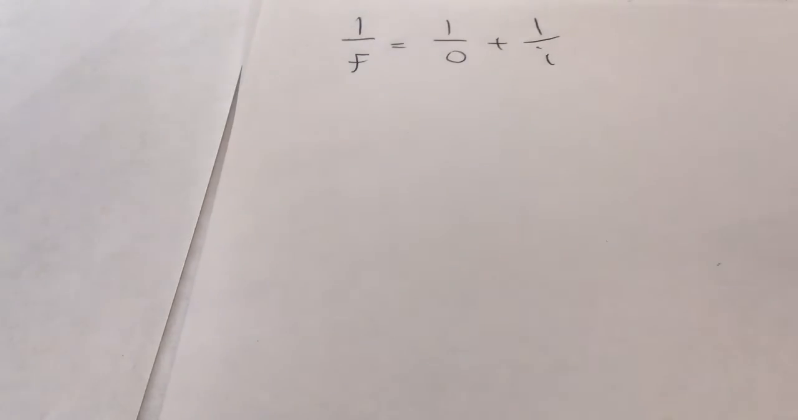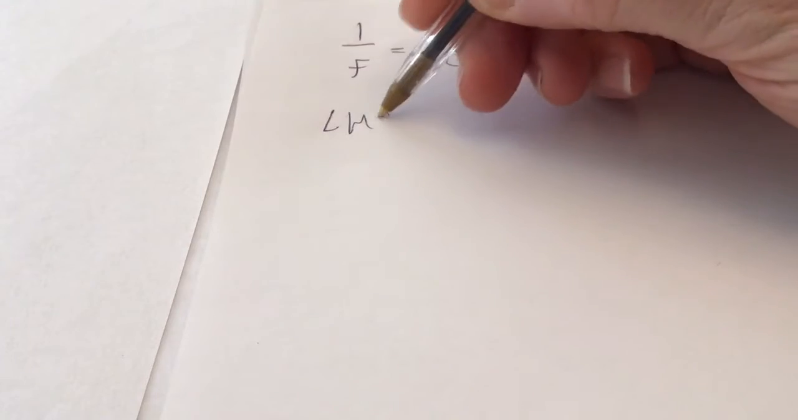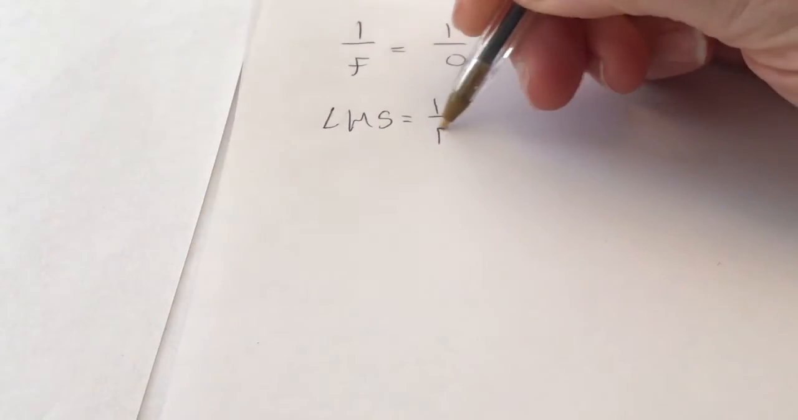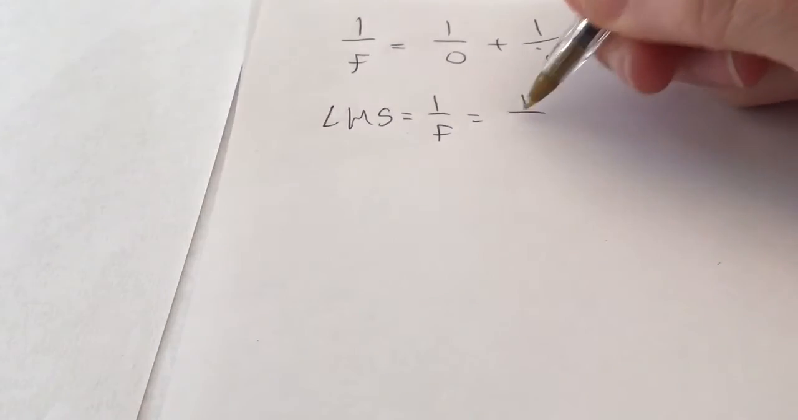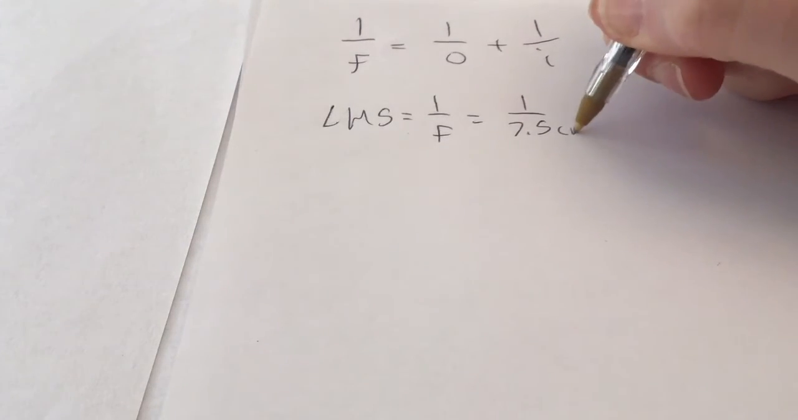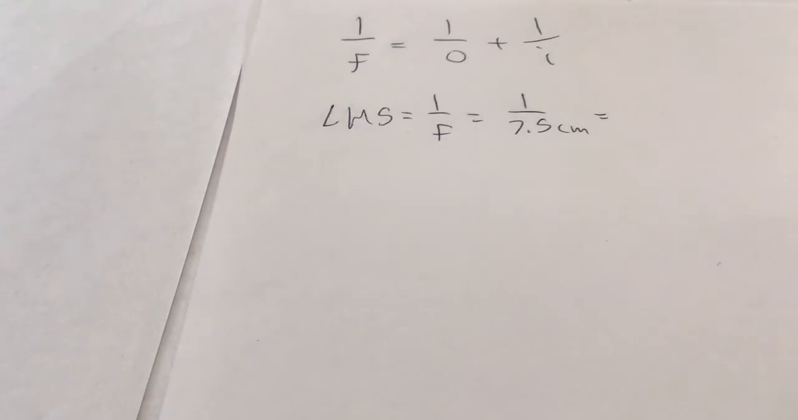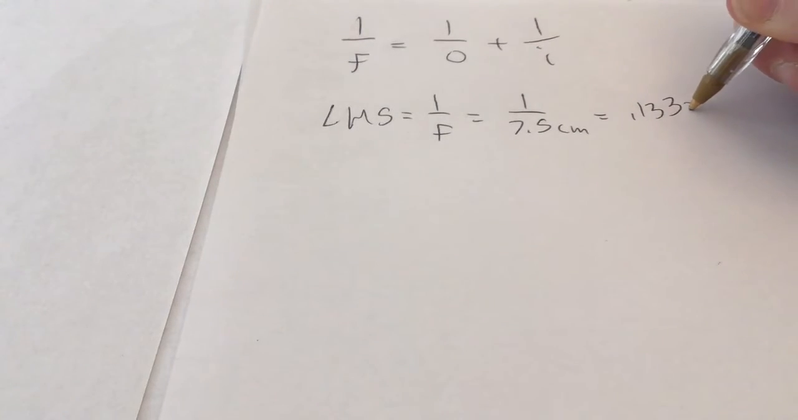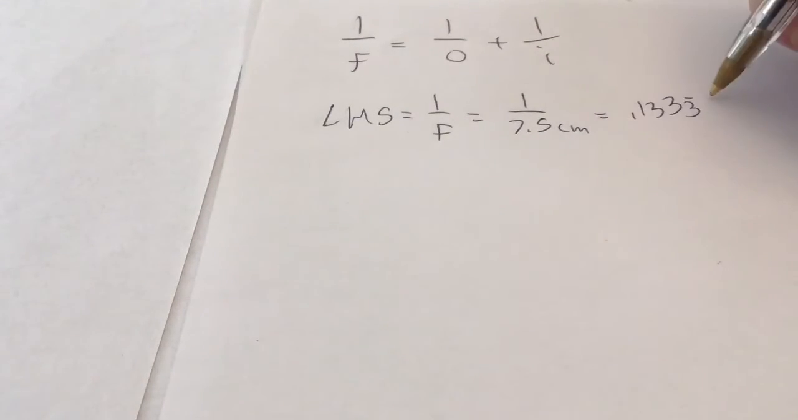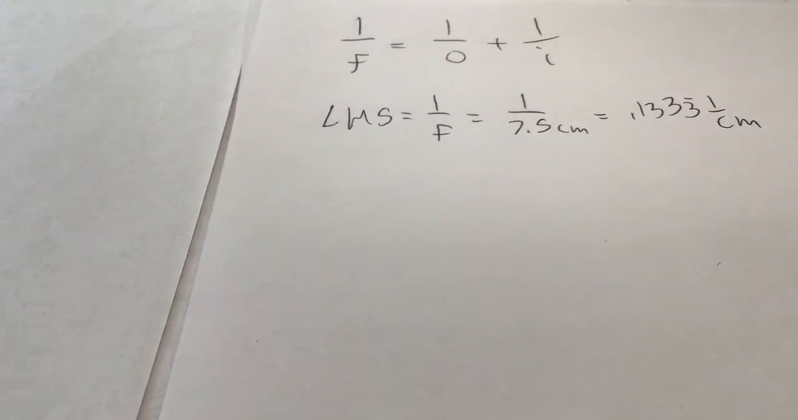So the left-hand side is equal to 1 over f. And in this case, we're using a lens with a focal length of 7.5 centimeters. So you just divide by 7.5 centimeters, and we get 0.133. And what are the units? 1 over centimeter. So make sure you don't get the units wrong on this one.